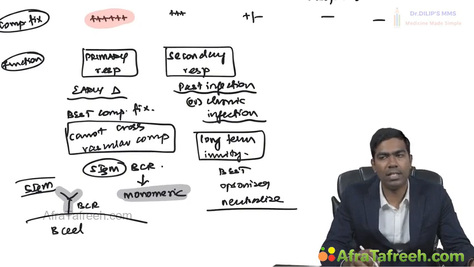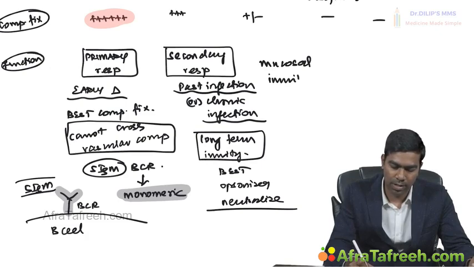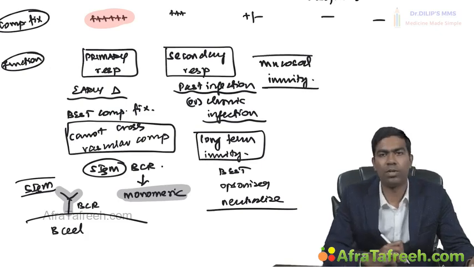Similarly, you have IgA also. IgA typically, I told you, is the antibody that produces the mucosal immunity. The antibody that gives rise to a mucosal immunity is IgA only.